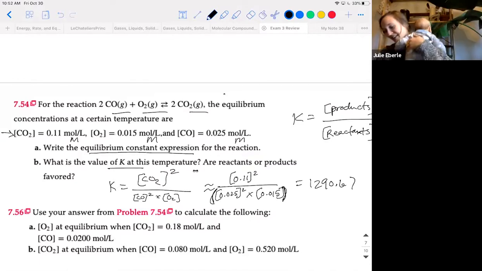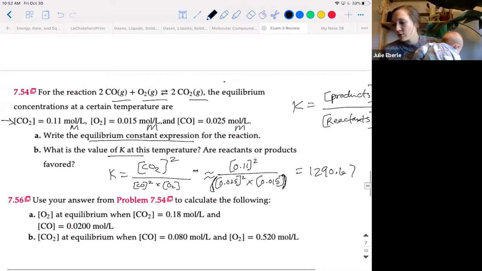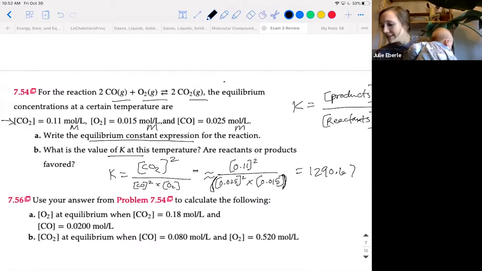Yeah, I was just looking at the denominator when I said that. Multiplying the 0.025 times the 0.015 gives you a very, very small number. But when you divide by a very small number, you get a big number. And then Abby says she accidentally squared O2, the concentration for oxygen. So recheck your numbers, but you should get 1,290.67. Sorry to be misleading.